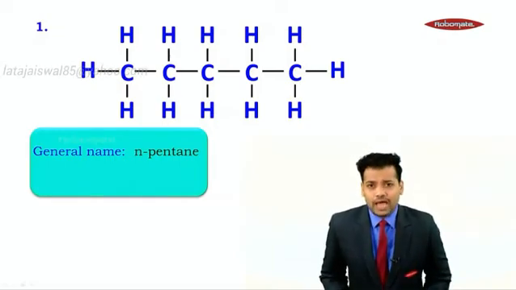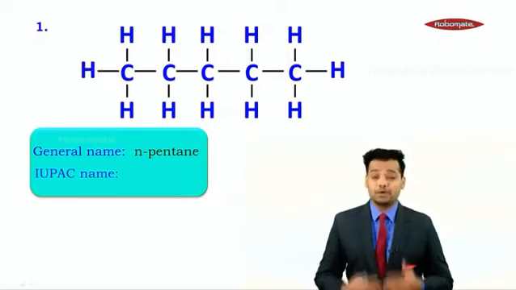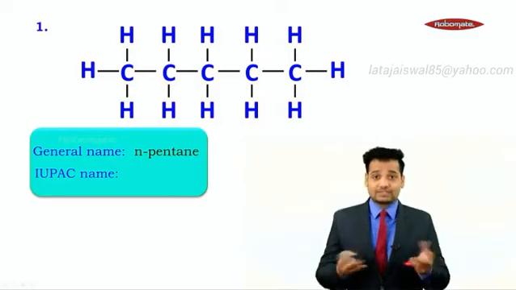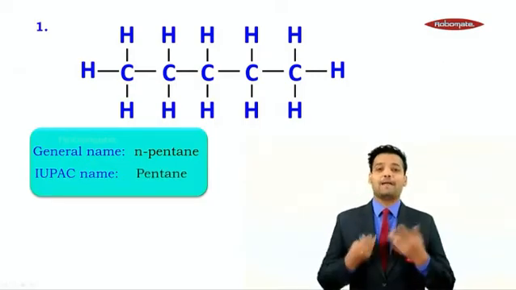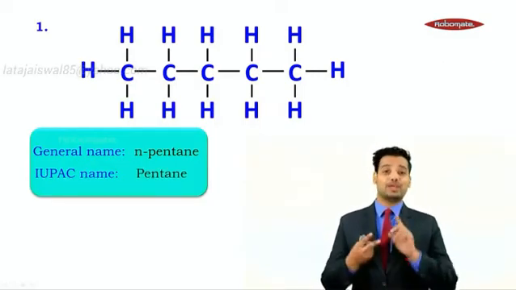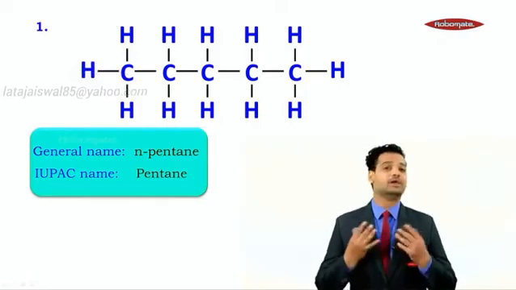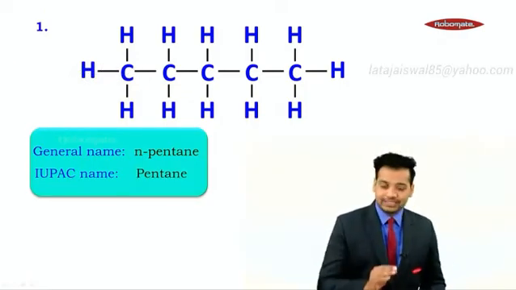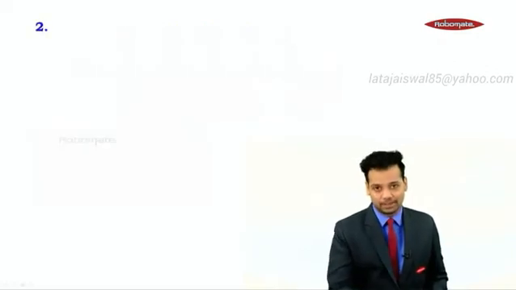Well, sir, then what would be the IUPAC name? The IUPAC name is even simpler because there are only 5 carbons in a straight chain. There is nothing else, so you just call it pentane. There is no oxygen, no halogen, no double or triple bond. So it is going to be pentane. Straight chain hydrocarbons are very simple to name.